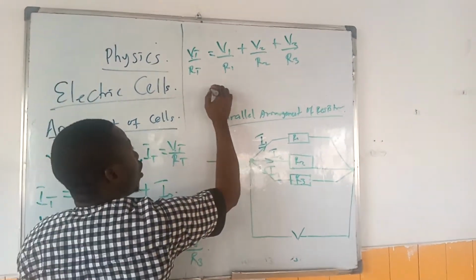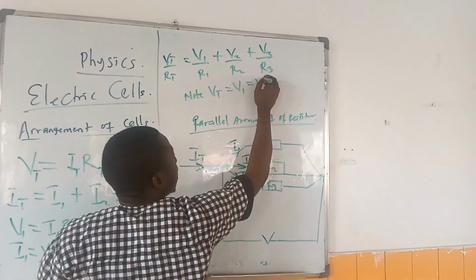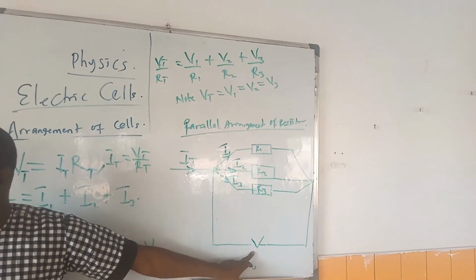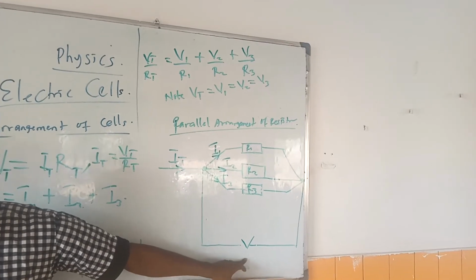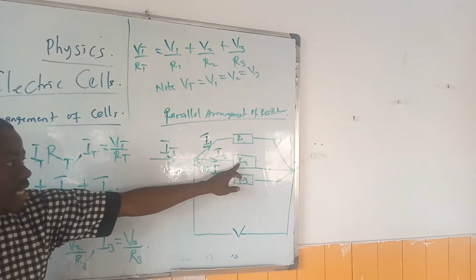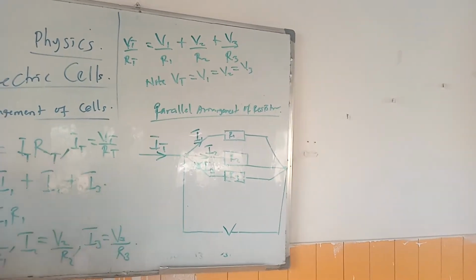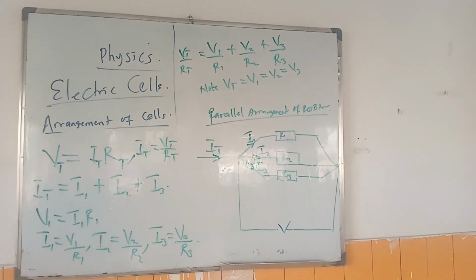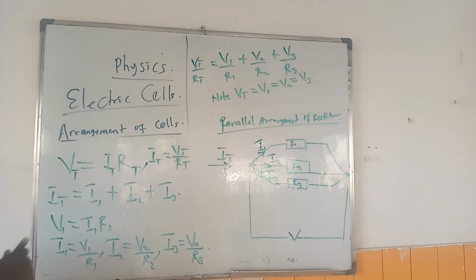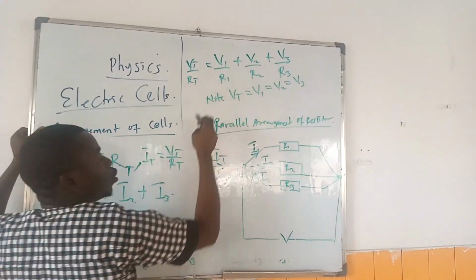Note, don't forget that V total is equal to V1, and also equal to V2, and also equal to V3, because all of them are sharing this V. So the V entering R1 is still the same V entering R2, and the same entering R3. That means V total is equal to V1, is equal to V2, is equal to V3. Anywhere you see V1, V2, or V3, you put V total.